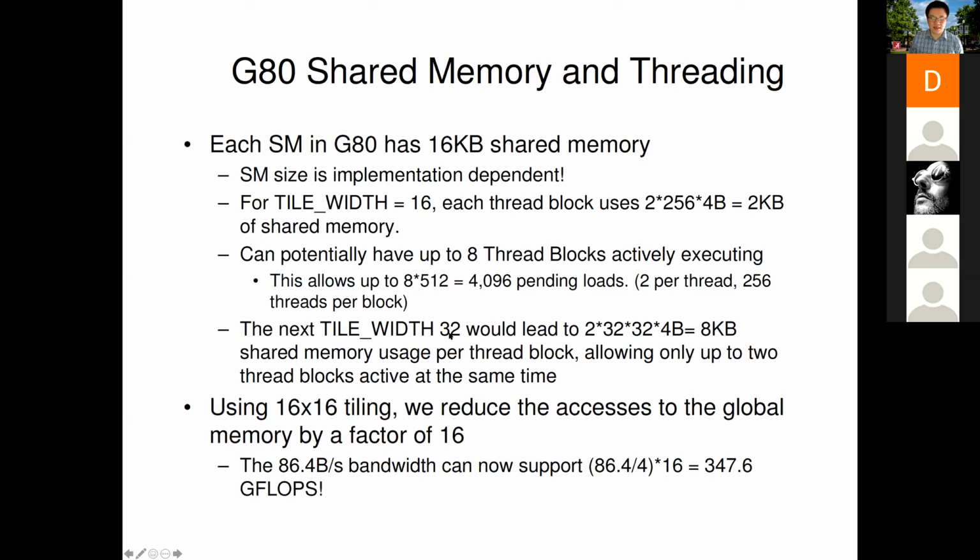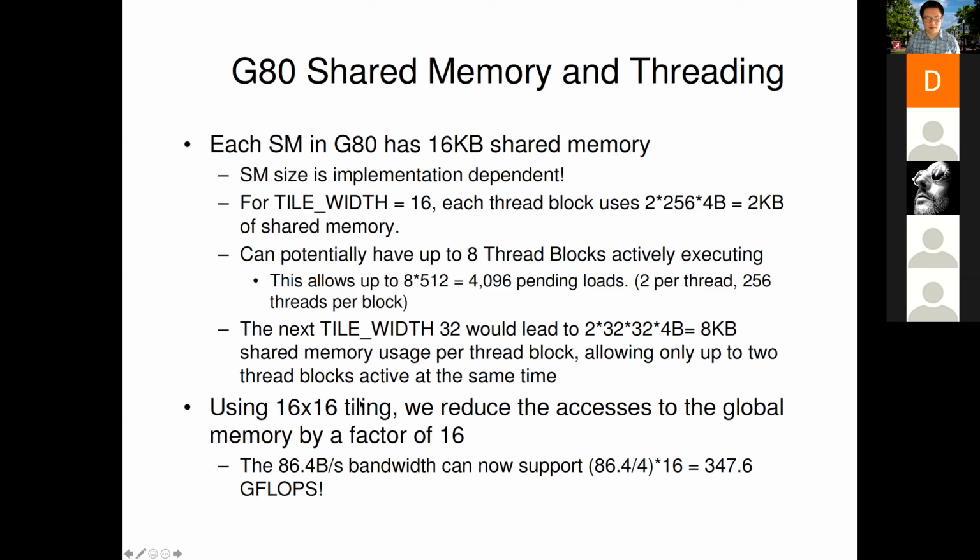So you can see here, if you set the tile width at 32, you will use 8 KB. So if we consider there is 16 KB shared memory, that allows only up to 2 thread blocks actively executing at the same time, okay? So maybe you can use all the shared memory, but you can only execute 1 thread block. So you need to play with the number and see which one is better, okay?